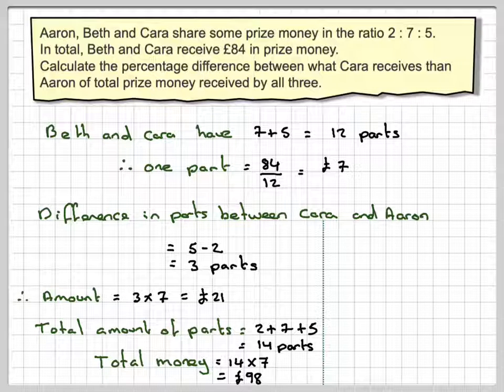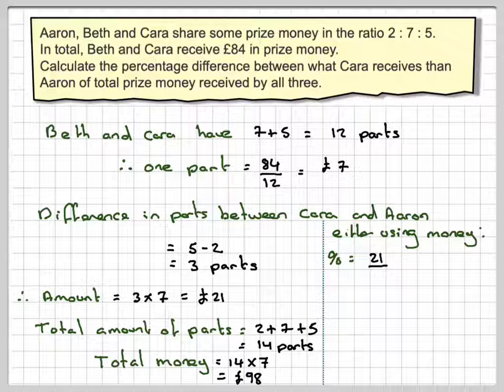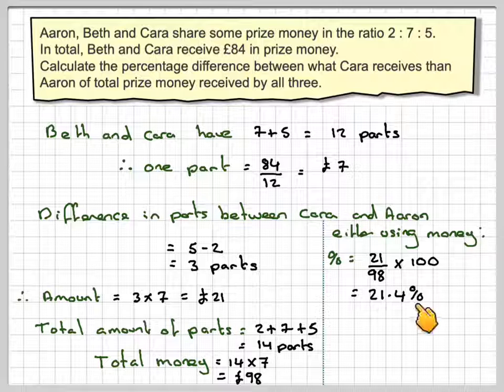Now, you've got two ways you could actually work out this percentage difference. You could either use money. So we're going to use 21, which is the difference, over the total amount of money, which is 98, and then multiply that by 100 and get 21.4%.